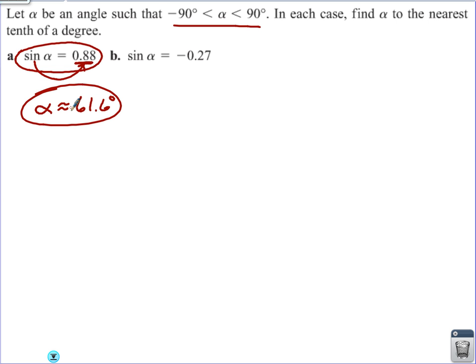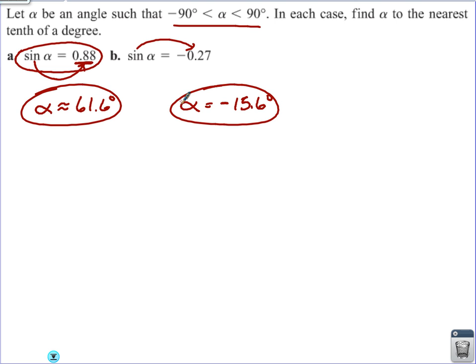And then the second one, the sine of alpha equals negative 0.27. So the inverse sine of negative 0.27, we should be in the fourth quadrant because that's where sine is negative. So alpha is going to equal a negative 15.6 degrees. Negative 15.6 degrees. Which should make sense.